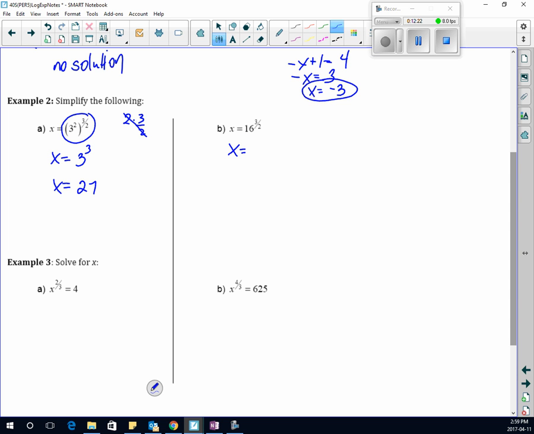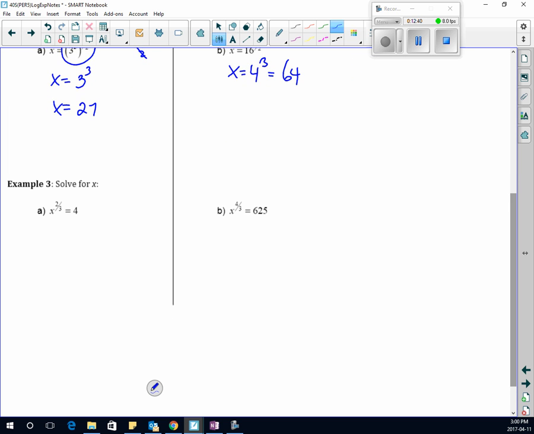How would I solve this one? What did I suggest doing first? You square root first, then you cube, right? So square root 16 is 4. 4 to the power 3 is 64. Very good.